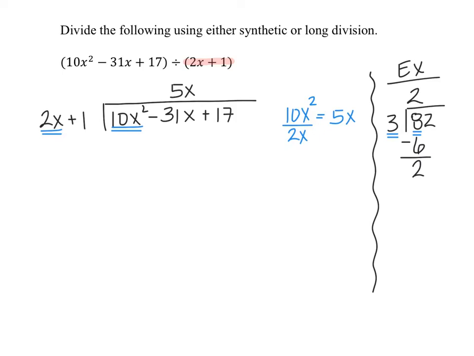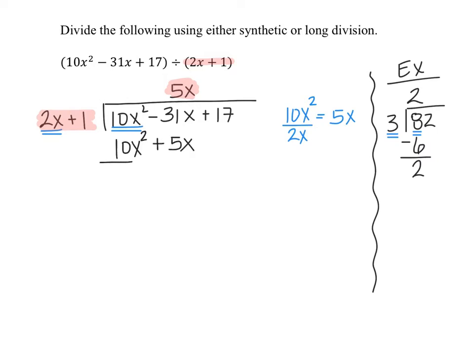so that my x terms are all lined up nicely. Now looking back at our long division example, we then multiplied 3 times 2 to give us 6. So we're going to do the same multiplication here. We're going to multiply the 5x by the 2x plus 1. So multiplying 5 times 2x will give us 10x squared, and 5x times a positive 1 will be a positive 5x.